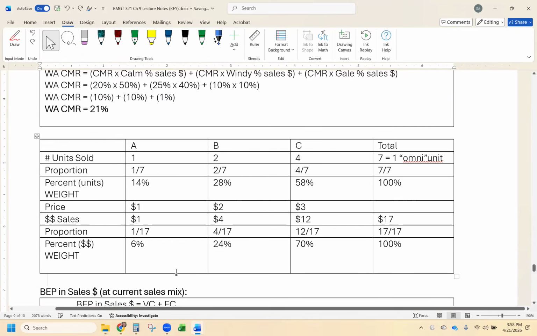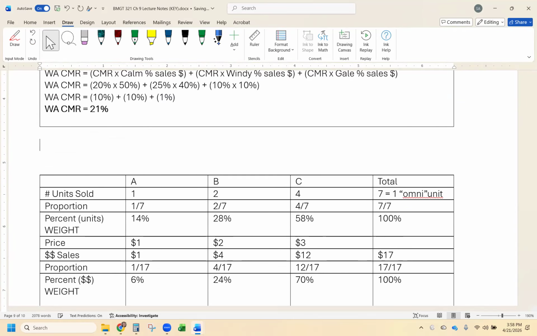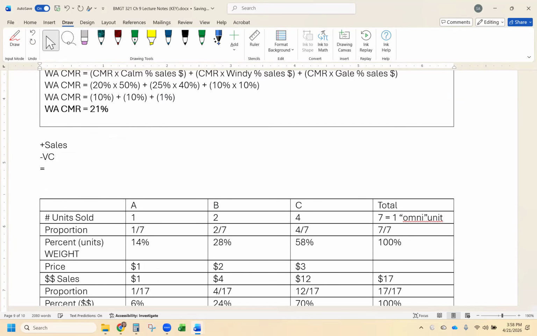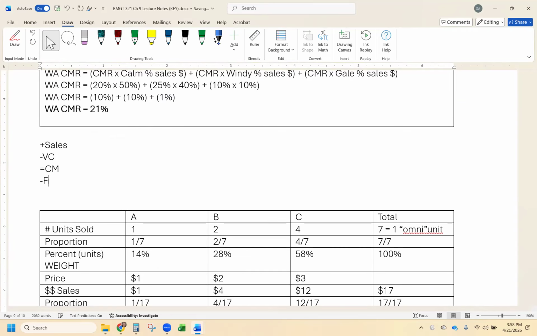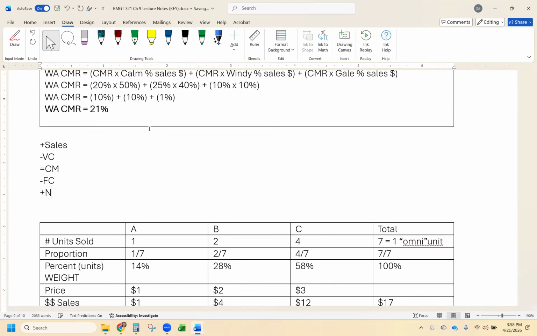Okay, the CMR is calculated as, we have our sales minus our variable costs equals our contribution margin, minus the fixed costs equals the operating income or net income. So the CMR is equal to the contribution margin divided by sales. And then the other ratio we have is the degree of operating leverage, which is the contribution margin divided by net income. So for the CMR, we just do contribution margin divided by sales.